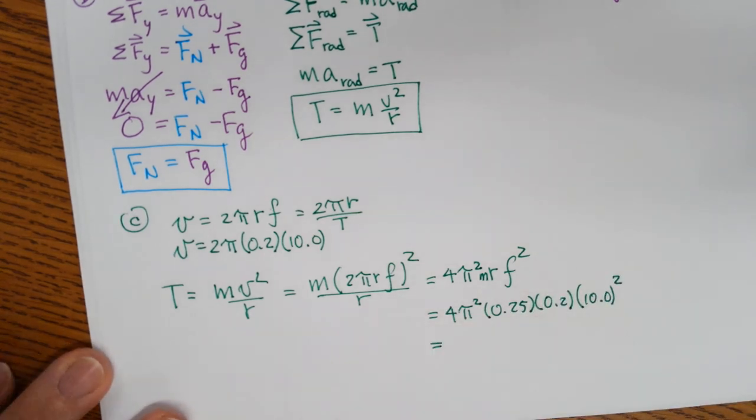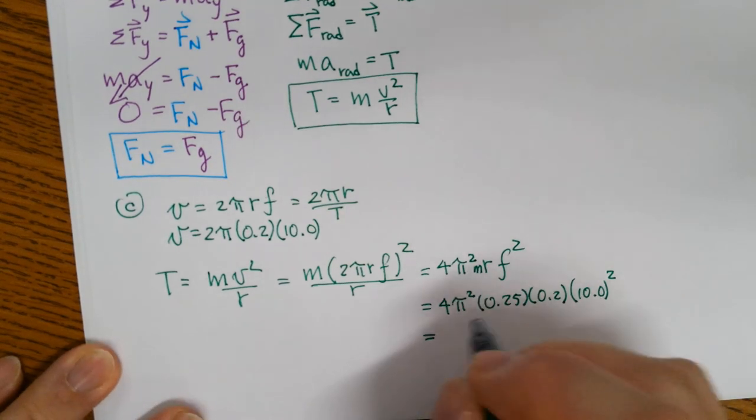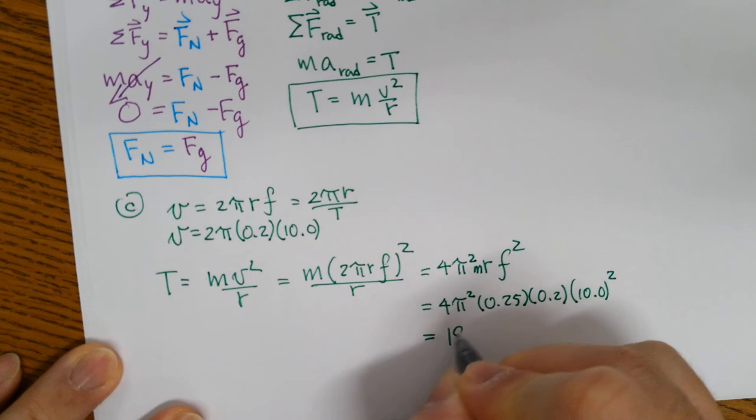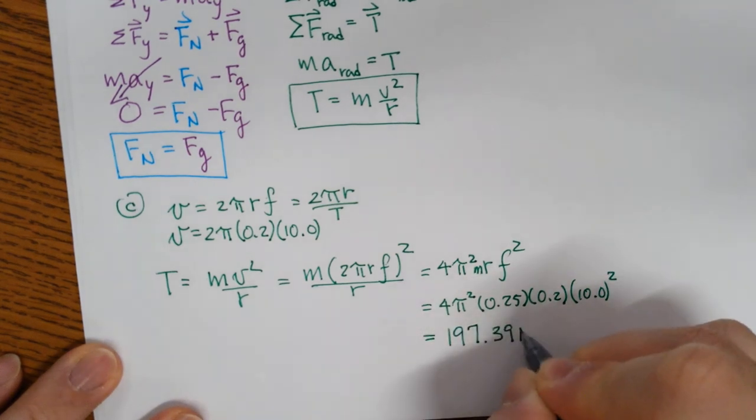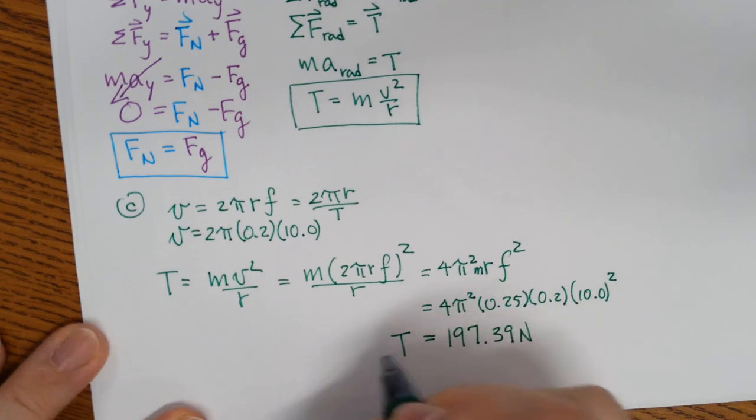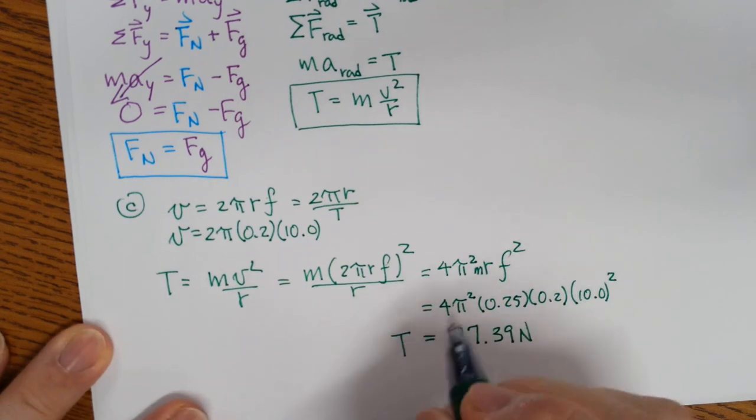So what is that, John? You get something like 197.39 newtons. Okay.